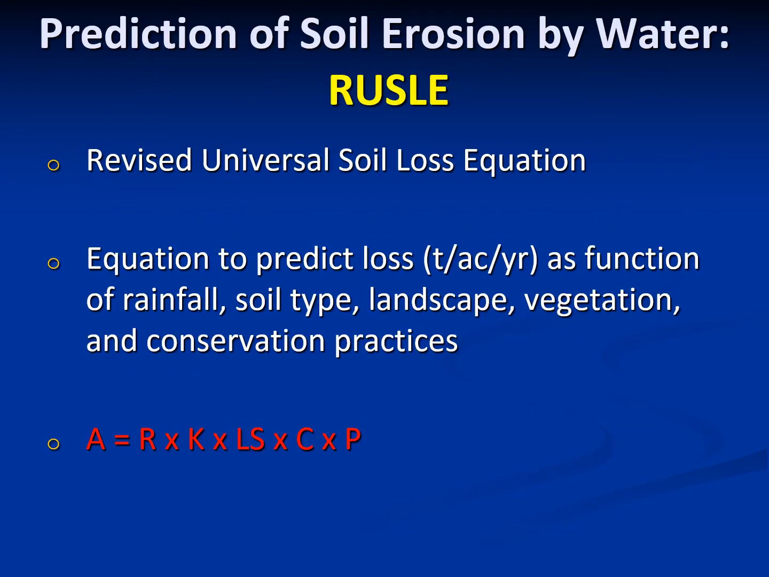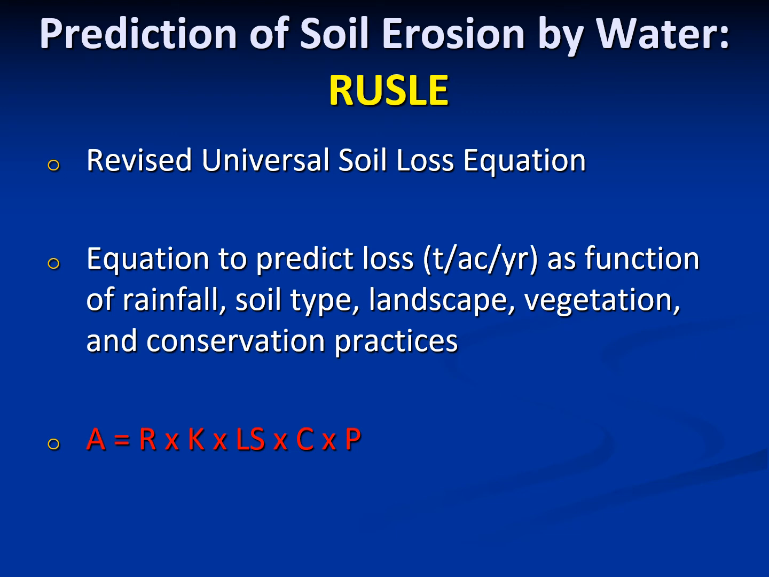But let's talk about the prediction of soil erosion by water using the RUSLE equation. The Revised Universal Soil Loss Equation is what RUSLE stands for. It's an equation that's used to predict the loss in tons per acre per year as a function of rainfall, soil type, landscape, vegetation, and conservation practices.